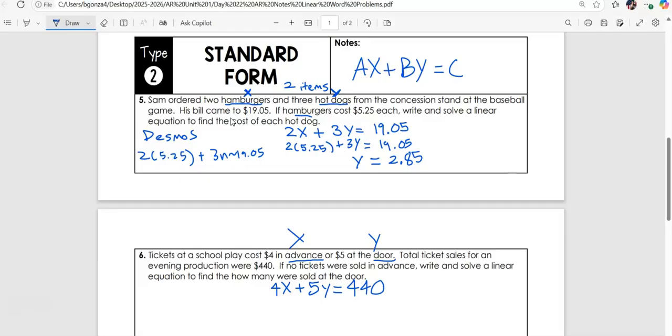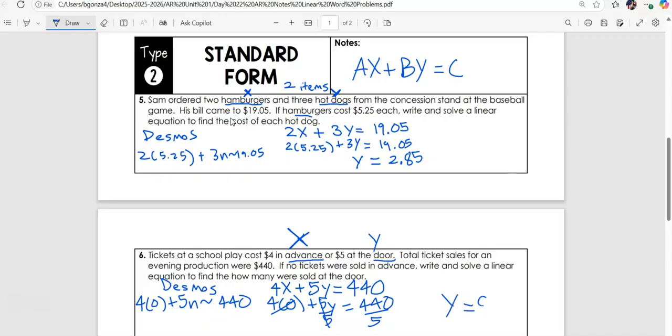Now, if no tickets were sold in advance, that means 0 advance. Which one's advance? X. So they're saying 0X. 4 times 0 plus 5Y equals 440. Now you could, once again, Desmos this thing. Do you have to put 4 times 0? I mean, it's 0, but whatever. Plus 5N, squiggle, 440. Now, you plug it in. This gets eliminated. Basically, you divide by 5 is how you would solve it by hand. What do you get? 88. 88 what? Tickets at the door.